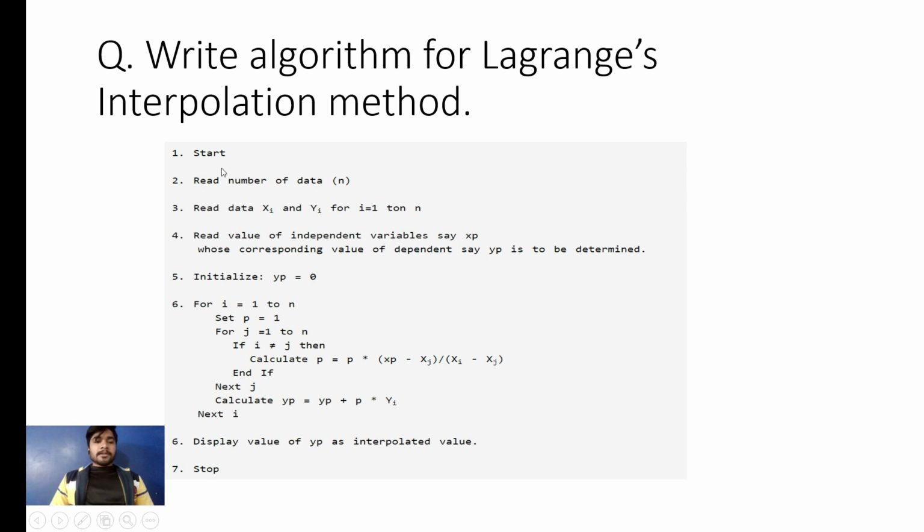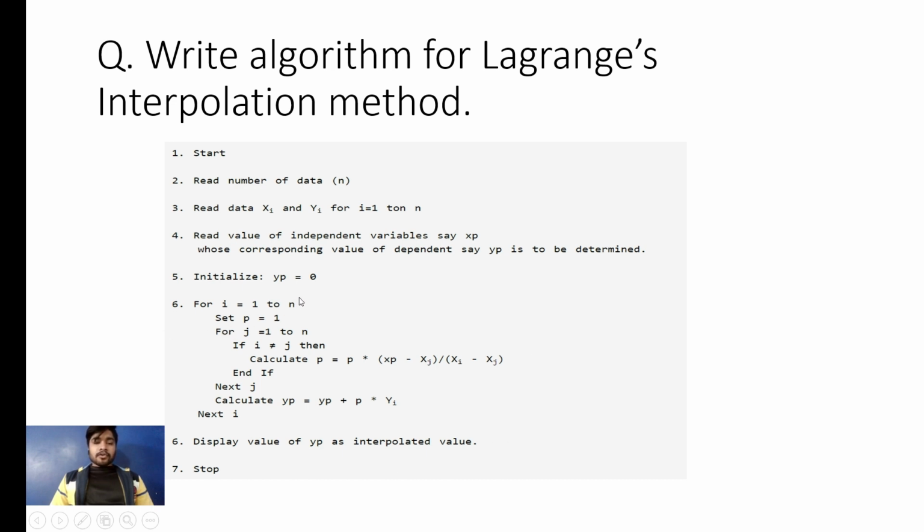So the algorithm is: start. Read the number of data and read data xi and yi for i equals 1 to n. Then read the value of the independent variable, say xp, whose corresponding value of the dependent variable, say yp, is to be determined.